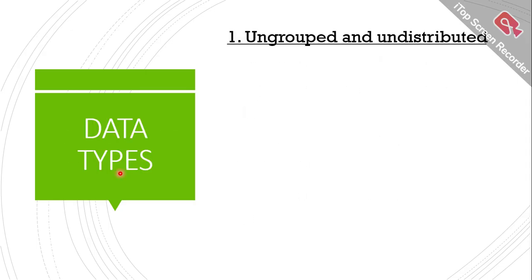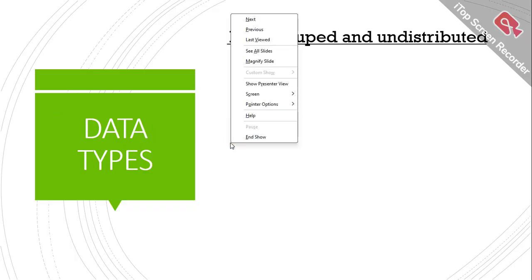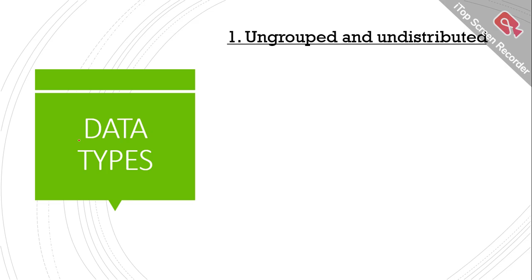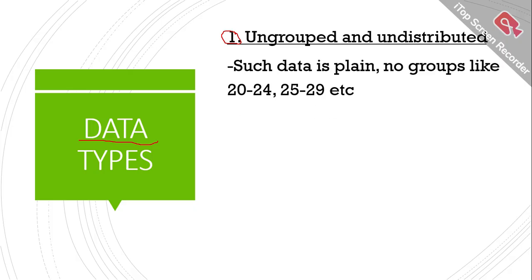Now, the first thing we shall study, because you've said data is important, is those things called data. So we shall talk about the first kind of data, which we call ungrouped data. When we talk about ungrouped data, we mean that data is plain. What does that word plain mean? It means it has no groups.